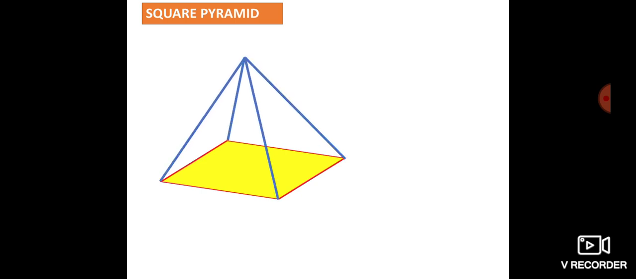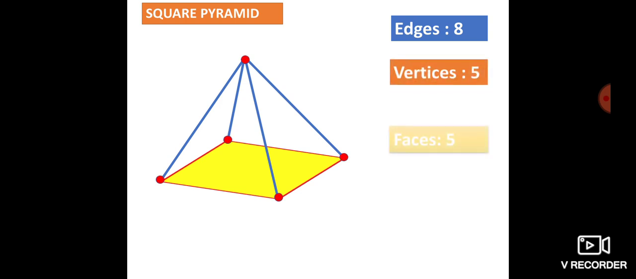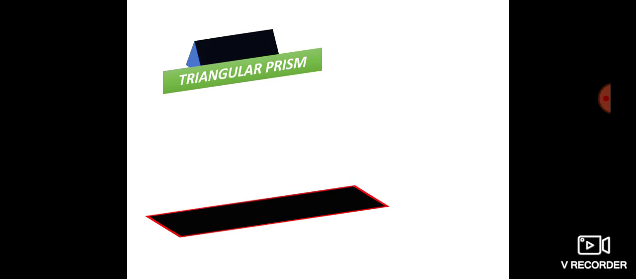Square pyramid having a square as a base. Here you can see one square. Also you count the edges. Yes, 4 edges for a square shape. Then triangles. So 4 triangles are there. So 4 edges. Total how many edges? 8 edges. How many vertices? 5 vertices. Then how many faces? 5 faces. 4 triangular faces and a square face. Total 5 faces.